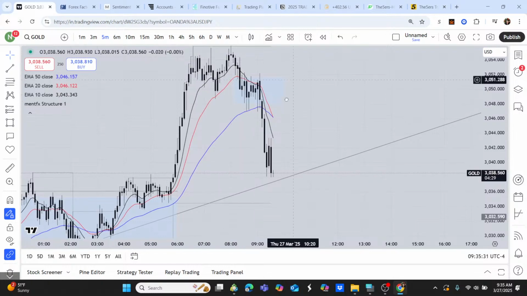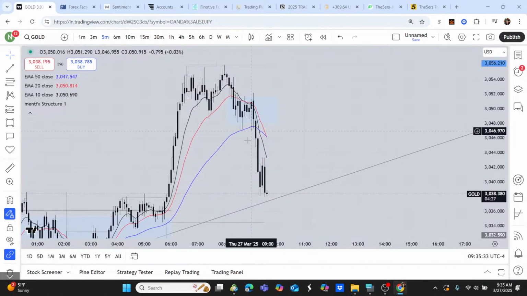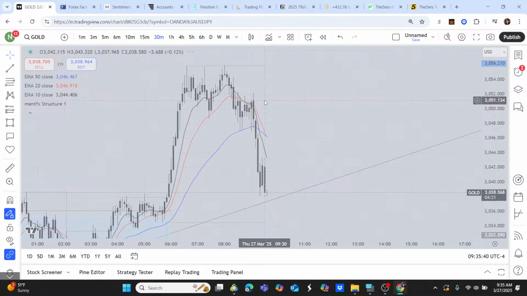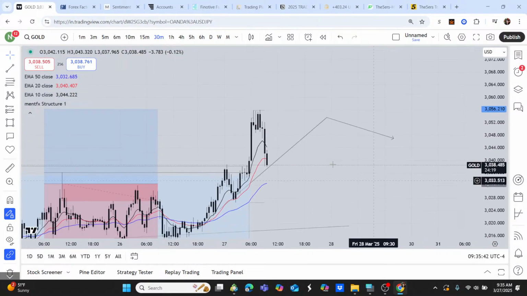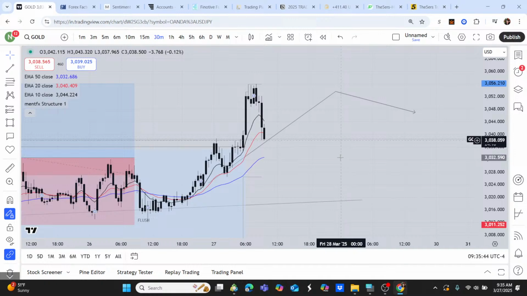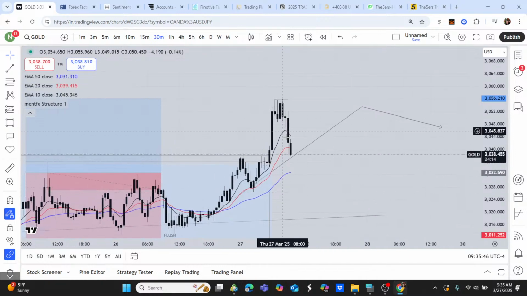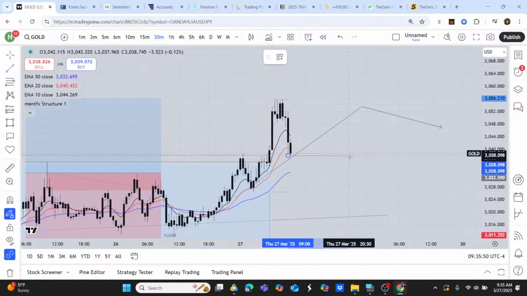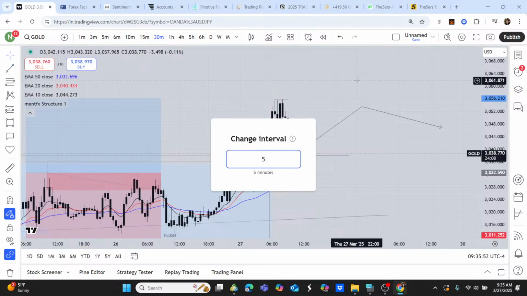Because even though I was expecting a move out of this, the setup had failed. I took no trades. I lost no money, and that's the most important thing. So now I can go back on the higher time frame and see what the higher time frame is telling me. So honestly, it's failing under the MAs. Like it's failing under the MAs right here.